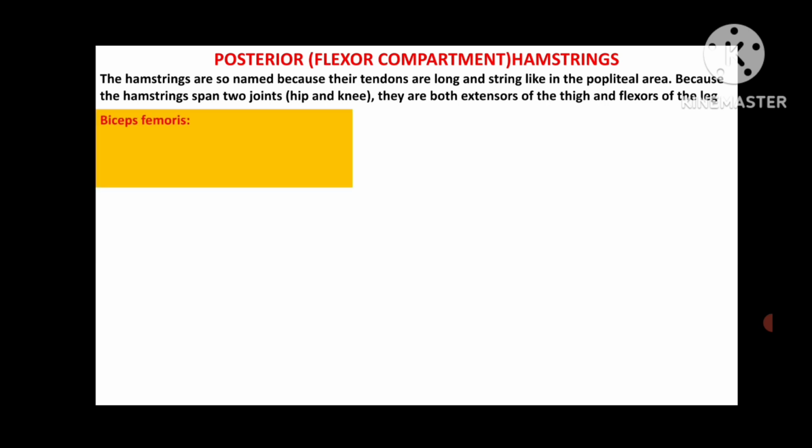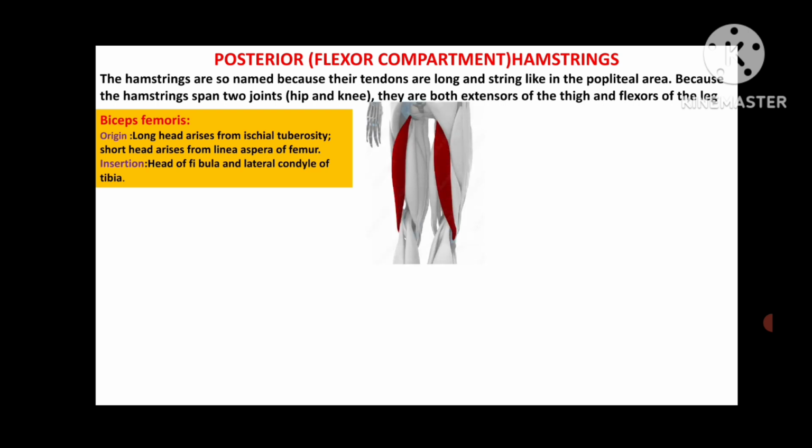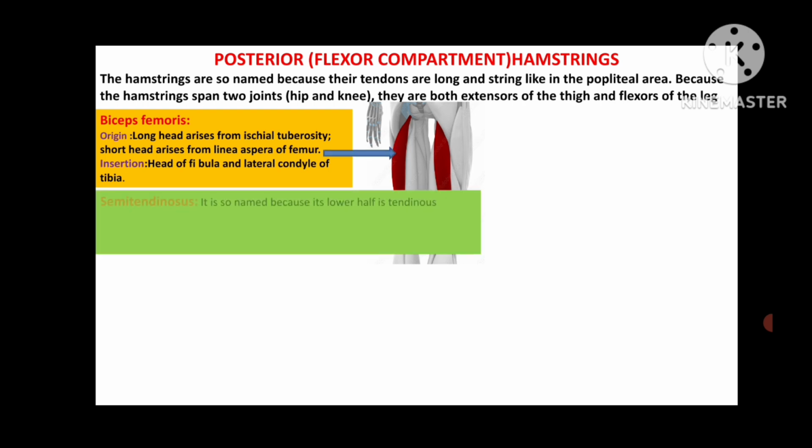The muscles of this compartment: biceps femoris, arising from two heads, the long head arising from the ischial tuberosity and the short head arising from the linea aspera of the femur. This muscle is inserted to the head of the fibula and lateral condyle of the tibia. The next muscle is known as the semitendinosus.